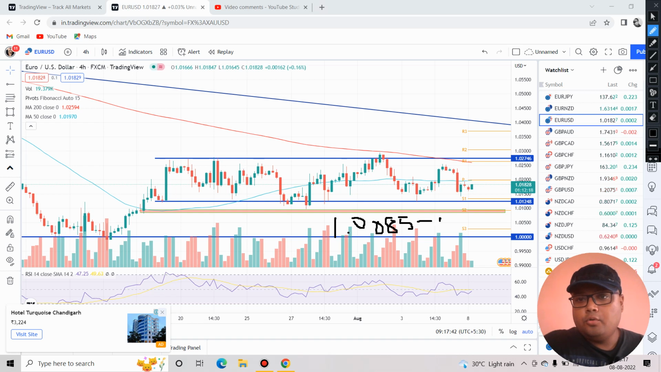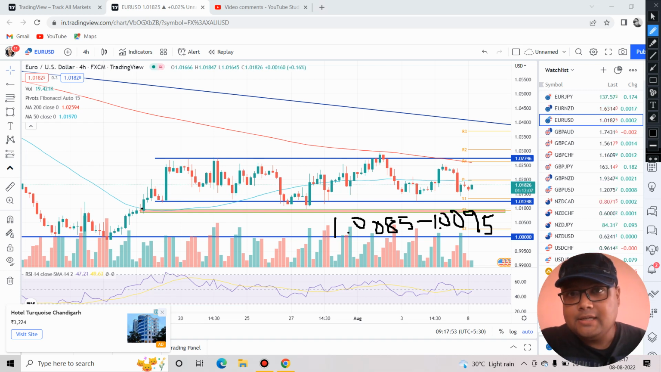1.0085 to 1.0095. This is the next important support on the chart of Euro USD. This is the red box here. The red box you can see is the next support zone. So if market breaks this level, then we have immediate support around 1.0085, 1.0095. This can be the level where you can expect the market to reverse. So if market breaks this particular level here, wait for the market to bounce from here. If you see the market is taking support around this level, place a buy position.